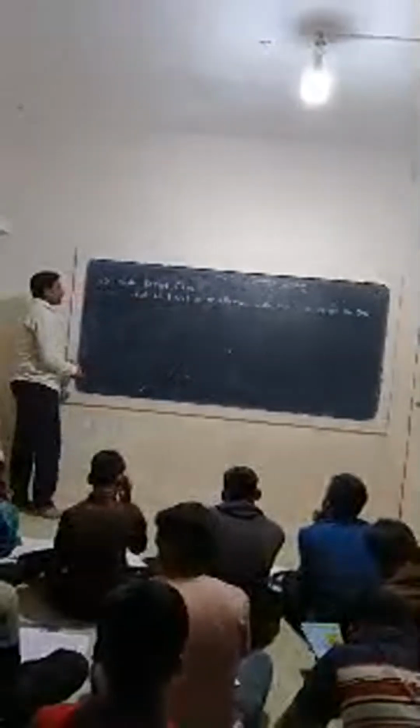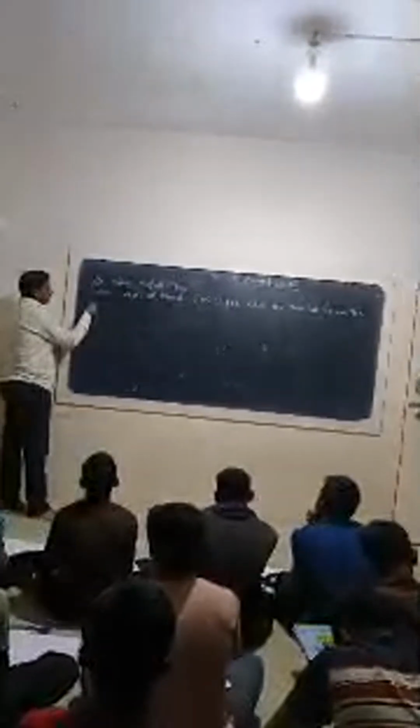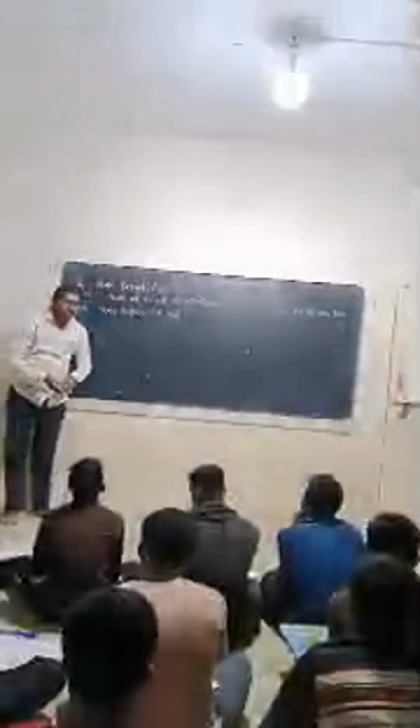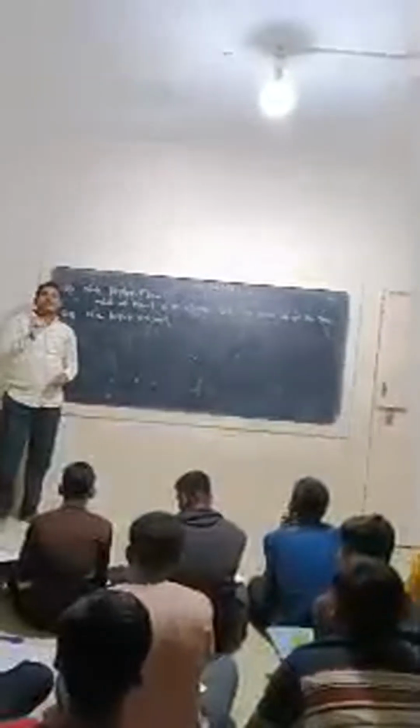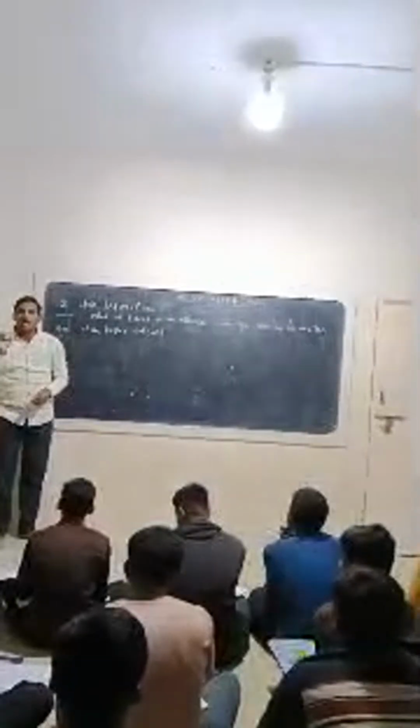Then the second question: state Kepler's second law. What is the another name of this law? Anyone? Kepler's second law is also called the law of areas.